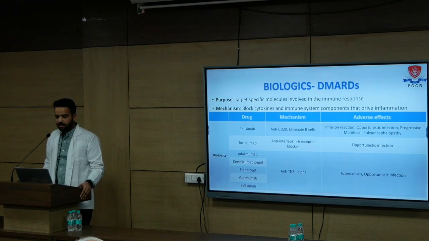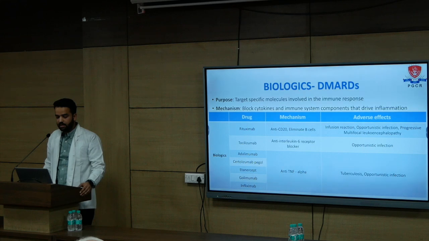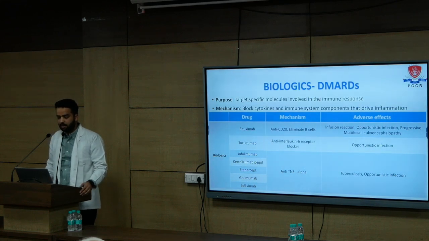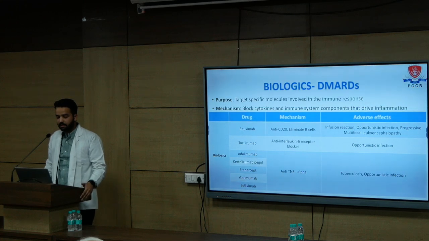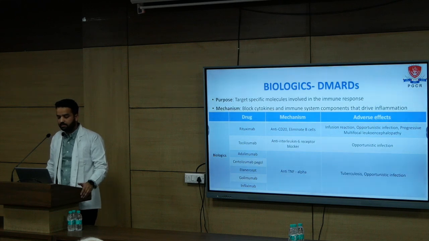In biological DMARDs, the purpose is to target the specific molecules involved in the immune responses. It blocks the cytokines and the immune system components that drive inflammation. For example, rituximab inhibits anti-CD20 and eliminates the B cells. Tocilizumab blocks the IL-6 receptor.